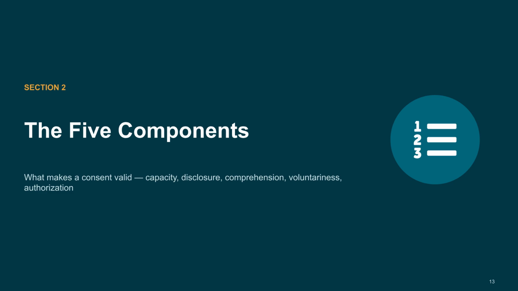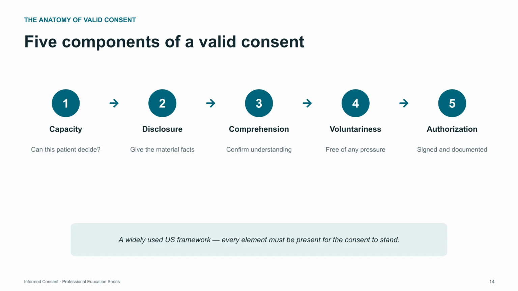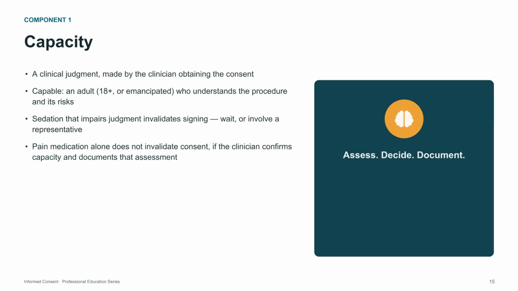In Section 2, we explore the 5 essential components that make a consent valid: capacity, disclosure, comprehension, voluntariness, and authorization. To be valid, a consent must satisfy all 5 of these components. If any one is missing, the consent process is considered incomplete. The first component is capacity. This is a clinical judgment made by the person obtaining the consent. Be aware that sedation can impair capacity, and you must always assess and document the patient's status before proceeding.